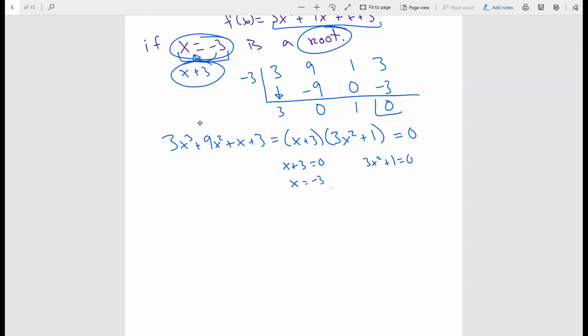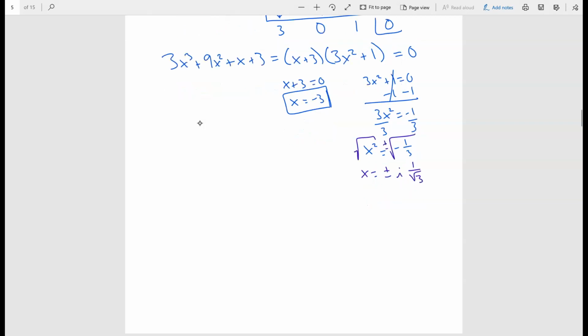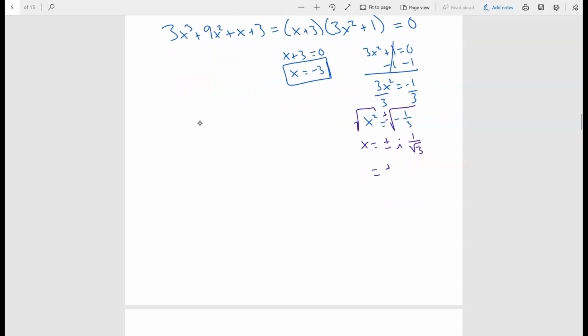Here x equals -3 is a root, which we already knew. Here, we can subtract 1. You get 3x squared equals -1. I can divide by the 3, so I get x squared is equal to -1/3. Then when I take the square root, plus or minus, you're going to see that x is equal to plus or minus i times 1 over the square root of 3. And you can always just rationalize this if you want.